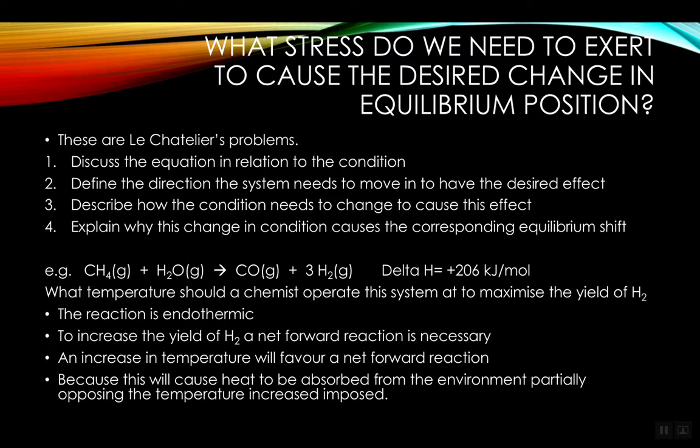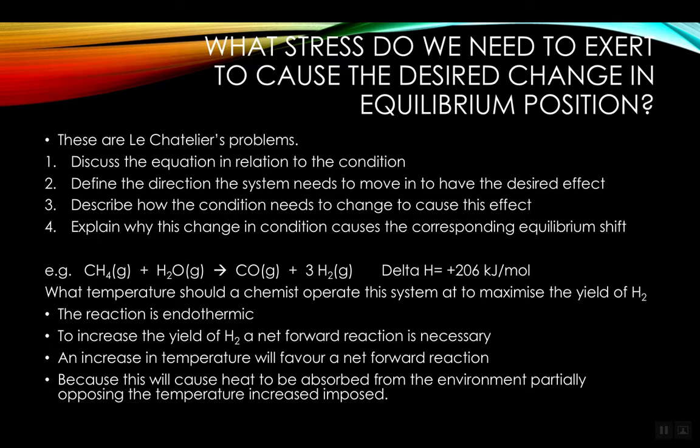If we flip it around, and we think about questions asking us, what stress do we exert to cause the desired change? Okay, then stick with the same equilibrium system. Remember, it's endothermic. If we're asked, what temperature should a chemist operate this system at to maximise the yield of H2? The first thing we're going to do is look at the equation and discuss it in relation to the condition. So what in this equation tells us something about temperature? Well, it's that very last bit, it's the delta H. We have to state this reaction is endothermic.